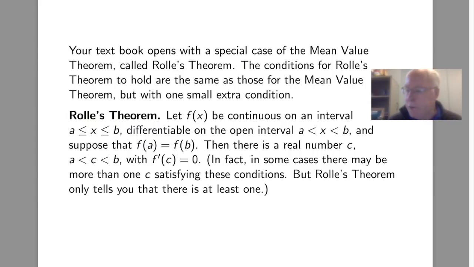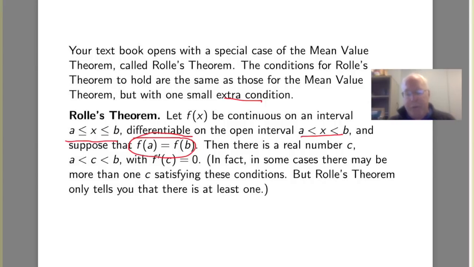f(x) is to be continuous on a closed interval, again a to b, and once again we want it to be differentiable on the open interval a to b. And then the extra condition is we require that the function f take on the same value at these two endpoints, f(a) equals f(b). And the theorem says then there is a real number c, a less than c less than b, with f prime of c equals 0.